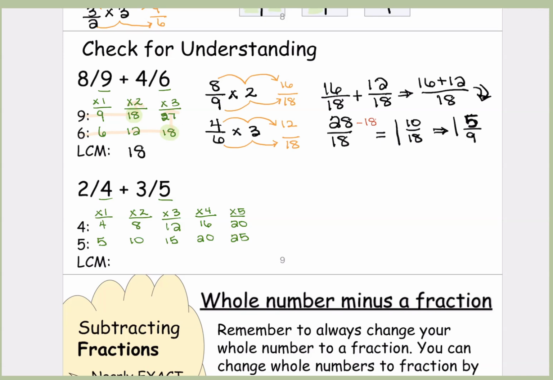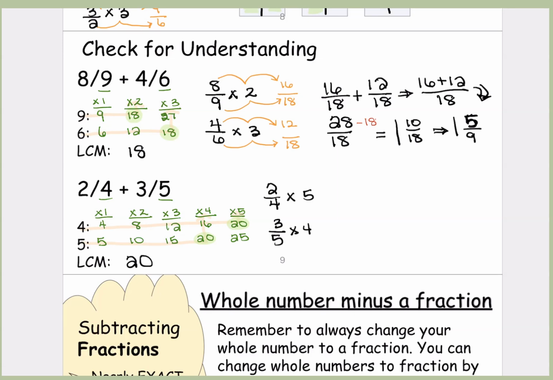So I can see a match here. And this is the smallest match that we have. 20, that means our LCM is 20. The multiple that they have in common, that is the lowest, is 20. So we rewrite our fractions, 2 over 4 and 3 over 5. And then we decide what we had to do to get there. So to change the 4 to 20, I had to multiply by 5. To change the 5 to 20, I had to multiply by 4.